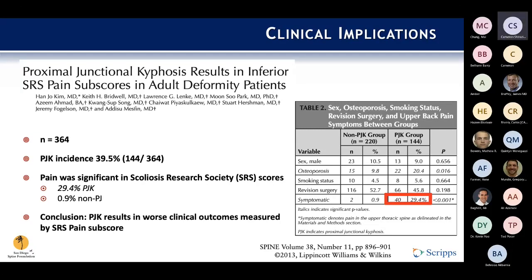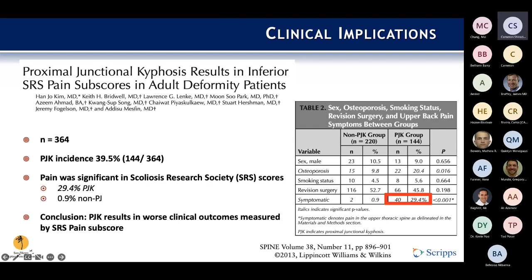So, further discussion about the clinical implications. When you have PJK, it results in inferior SRS pain subscores in an adult deformity subset of patients. In this study, PJK incidence was about 40%, which is what we said most papers come to as the high end nowadays. Pain was significant in the SRS scores. In the ones that did have PJK, they had 29.4%, and in the non-PJK, 0.9%. So pretty straightforward: PJK results in worse clinical outcomes measured by SRS pain subscore.